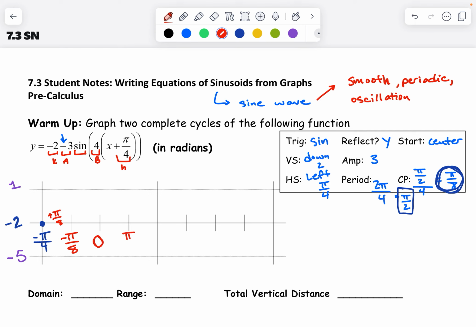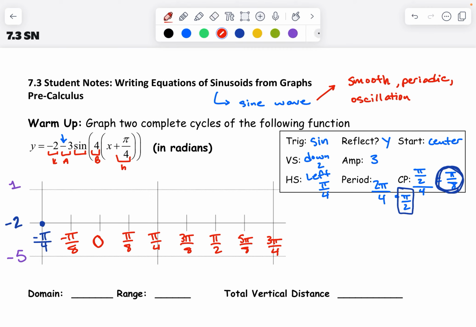Then I'll get onto the positive side right here. 2 pi over 8 is the same thing as pi over 4. Then I've got 3 pi over 8. 4 pi over 8 is the same thing as pi over 2. And then I've got 5 pi over 8. And 6 pi over 8 is the same thing as 3 pi over 4. So that's where all my x values come from.